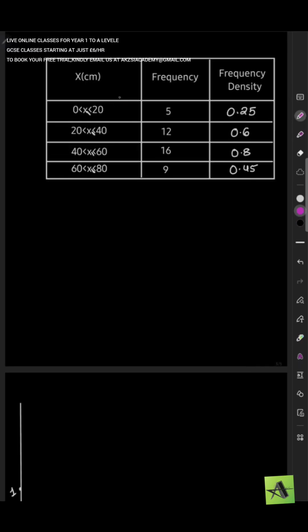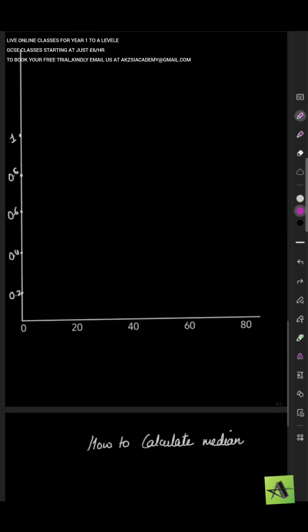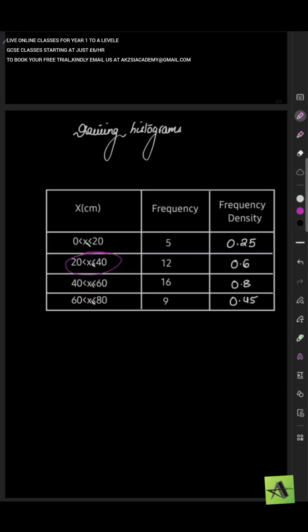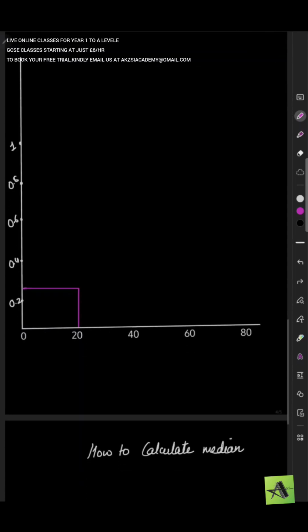Now see this one. From 0 to 20, we have frequency density as 0.25. That means throughout 0 to 20, the frequency density is 0.25, which would be lying somewhere here. So I can draw a rectangle like this, and that's known as a bar. Moving on to the next one. From 20 to 40, we have frequency density as 0.6, so I'll be drawing it like this.